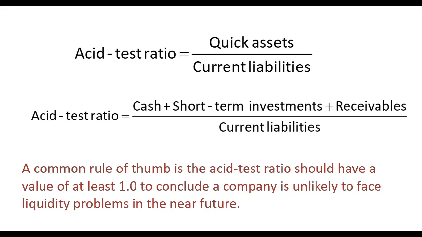The acid test ratio is also called the quick ratio, and it's defined as quick assets divided by current liabilities, and quick assets are defined as cash plus short-term investments plus receivables.